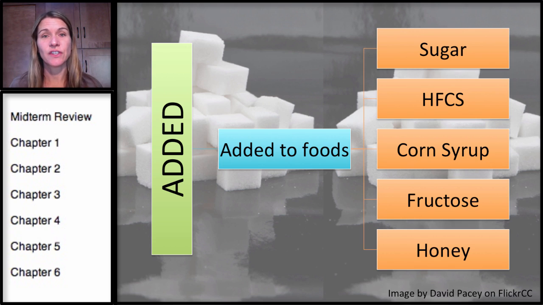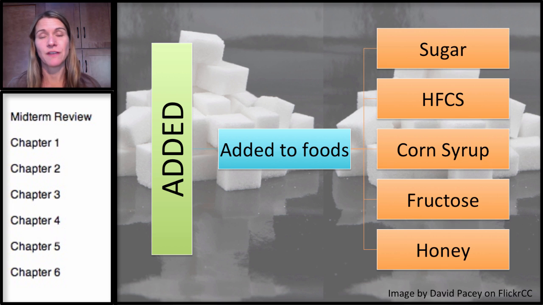So added sugars are sugars that are added to foods. Anything that is added to a food. If you see it on an ingredient label, it is an added sugar. Sugar, high fructose corn syrup, fructose, and honey. Honey is an added sugar, and you'll see that on the exam.